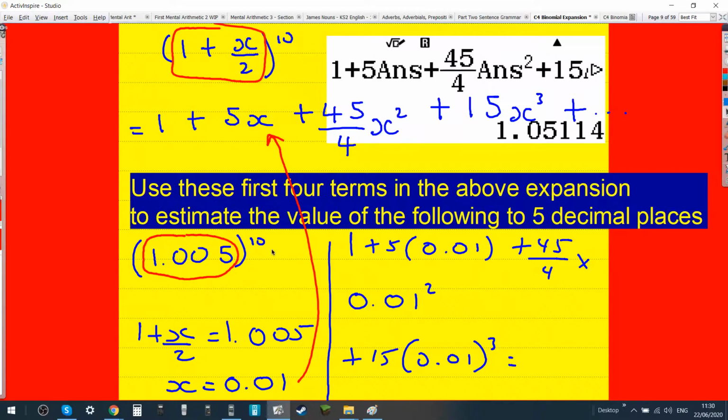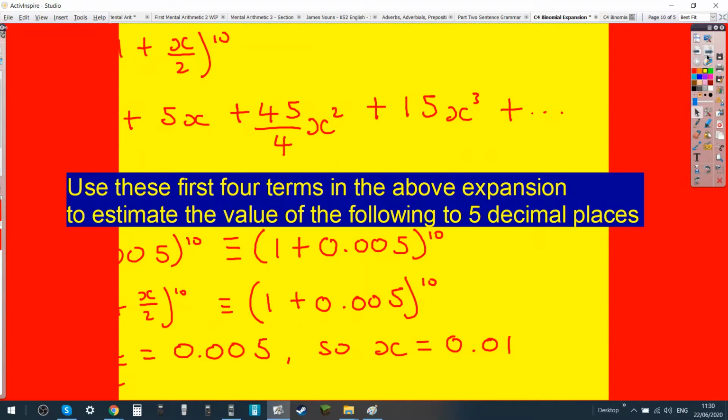1.005 to the power of 10, you would just put it in your calculator. In the old days, and for stuff you'll use later, you would do 1 plus x over 2 to the power of 10. X is 0.01, and then you would sub that into the expansion. Okay. And you'll notice that x is a fraction. Any questions there? No. Okay, weird stuff.